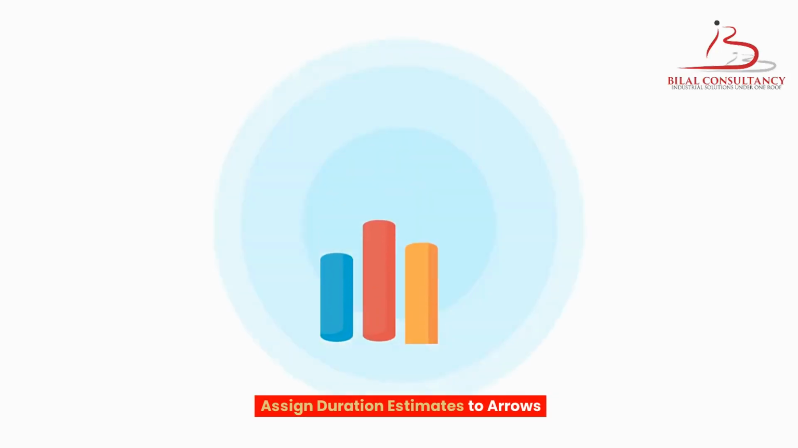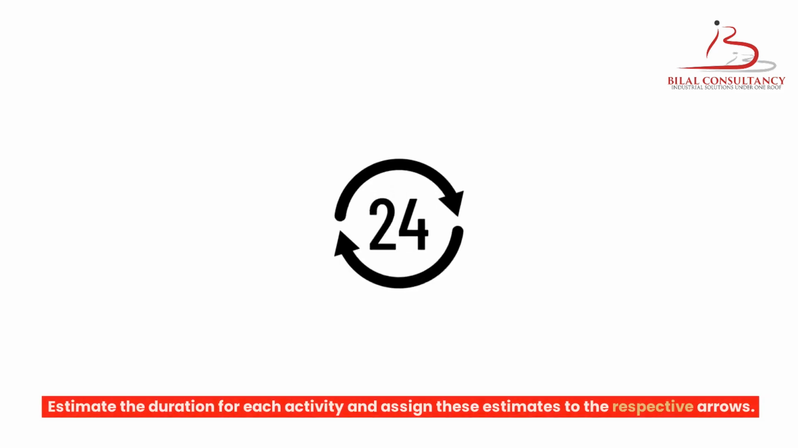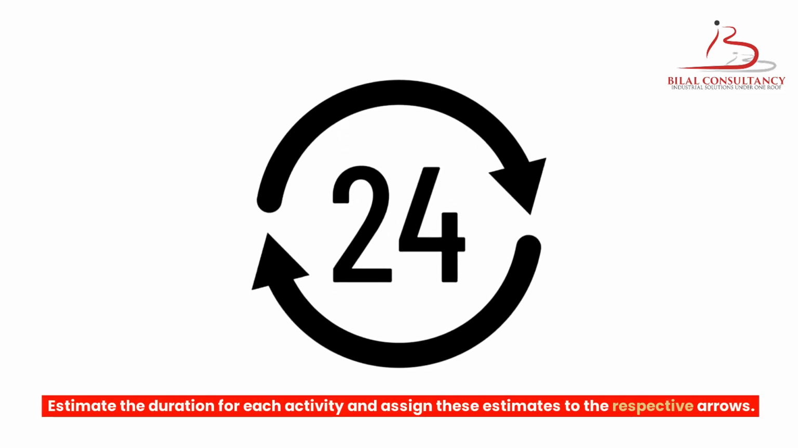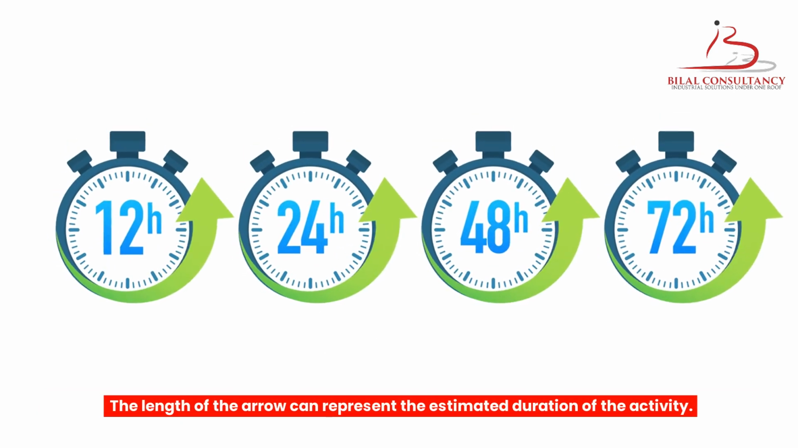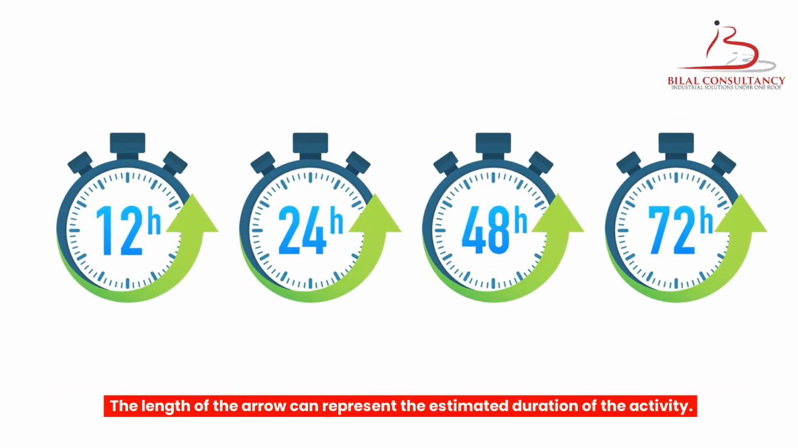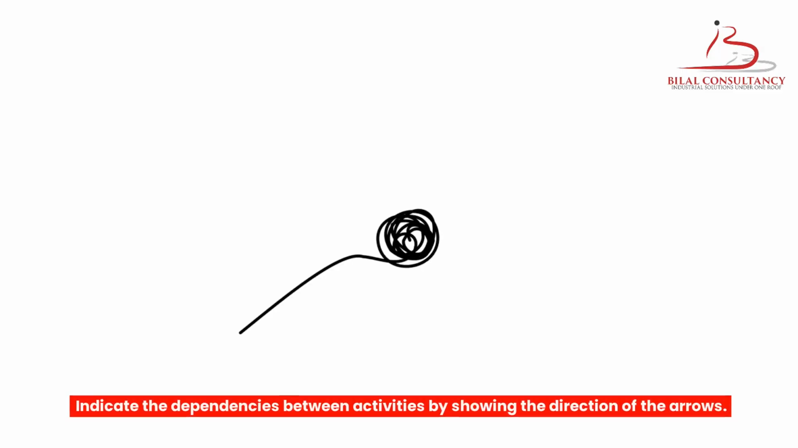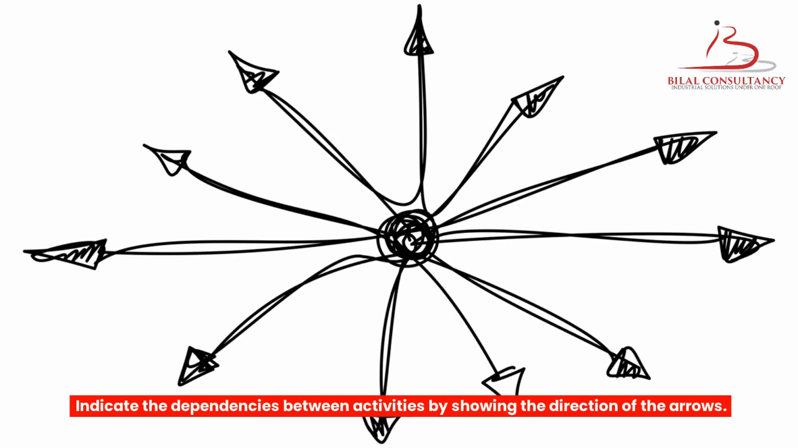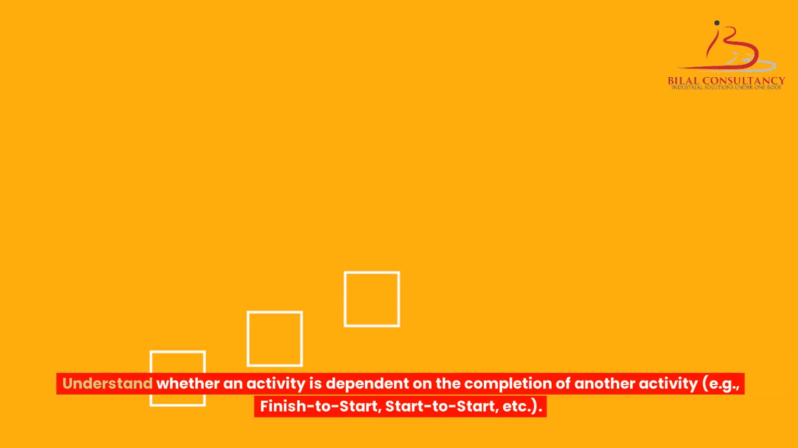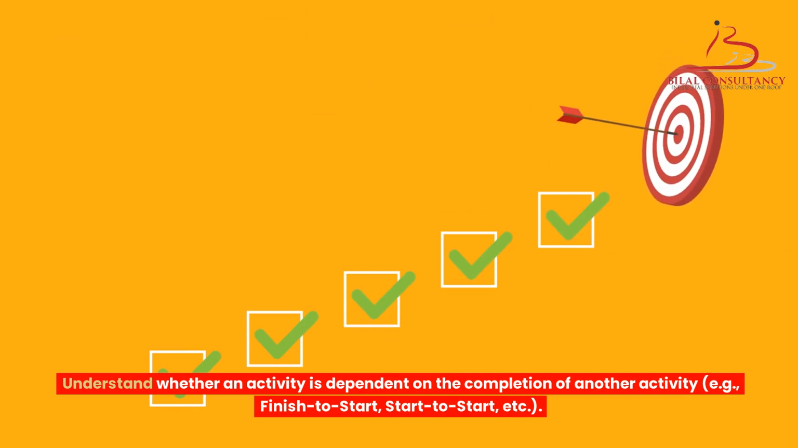Assign duration estimates to arrows. Estimate the duration for each activity and assign these estimates to the respective arrows. The length of the arrow can represent the estimated duration of the activity. Incorporate dependencies. Indicate the dependencies between activities by showing the direction of the arrows. Understand whether an activity is dependent on the completion of another activity, e.g., finish to start, etc.